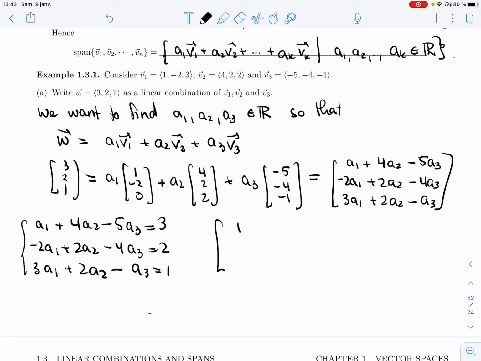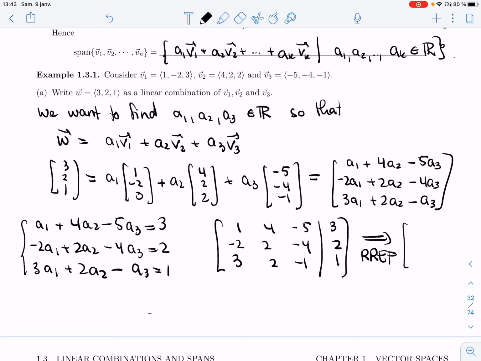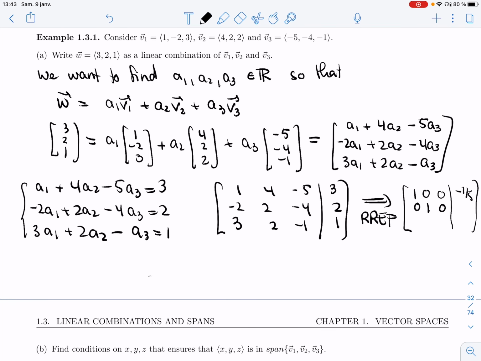I'm going to put that in a matrix and reduce it. I don't want to spend too much time reducing. So I got 1, 0, 0, and then minus a fifth; then 0, 1, 0, 4 fifths; and 0, 0, 1, 0. And so I get that a1 is minus a fifth, a2 is 4 fifths, and a3 is 0.